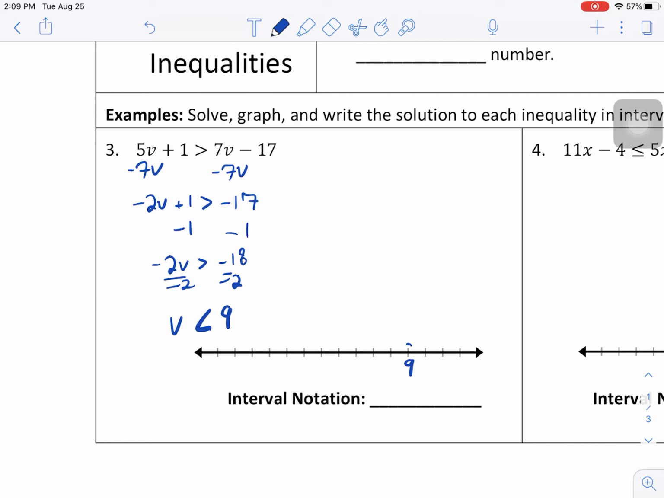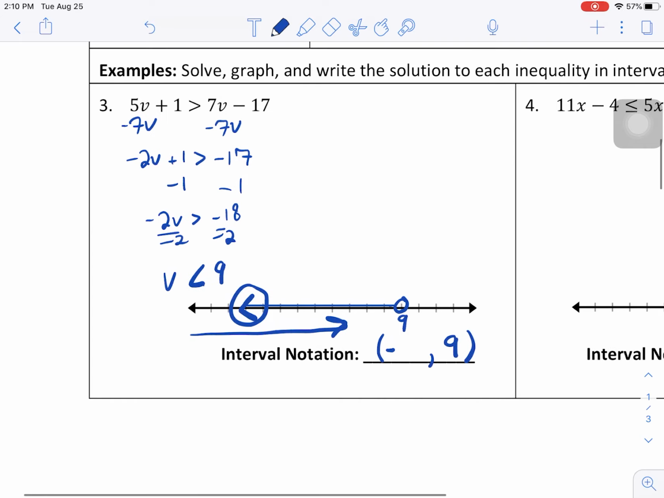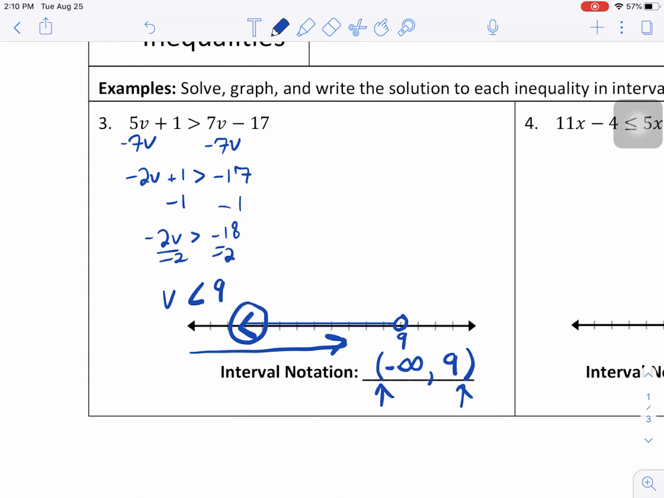So then we throw a 9 on our number line, an open circle, and then we draw a line to the left of that open circle because we want all of the values that are less than 9. When we write this in interval notation, it's going to be a parenthesis, negative infinity, because we're coming from negative infinity if we go this way, and then we're stopping at the number 9. So it would be negative infinity, comma 9, and both of these things have parentheses because remember, infinity always has parentheses, and because it's an open circle, we also put a parenthesis.